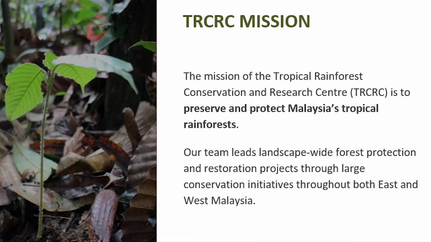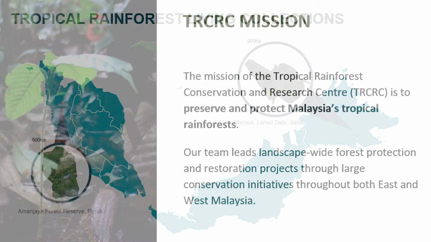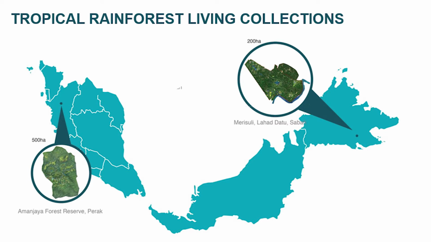So our mission at TRCRC is actually quite straightforward. What we're here for is to halt the extinction of some of these species. How do we then safeguard forests and extend the forest range in terms of connectivity and functionality? And we work in two areas, predominantly in Sabah, Borneo, and in Peninsular Malaysia in Perak, all the way up close to the Thai border.